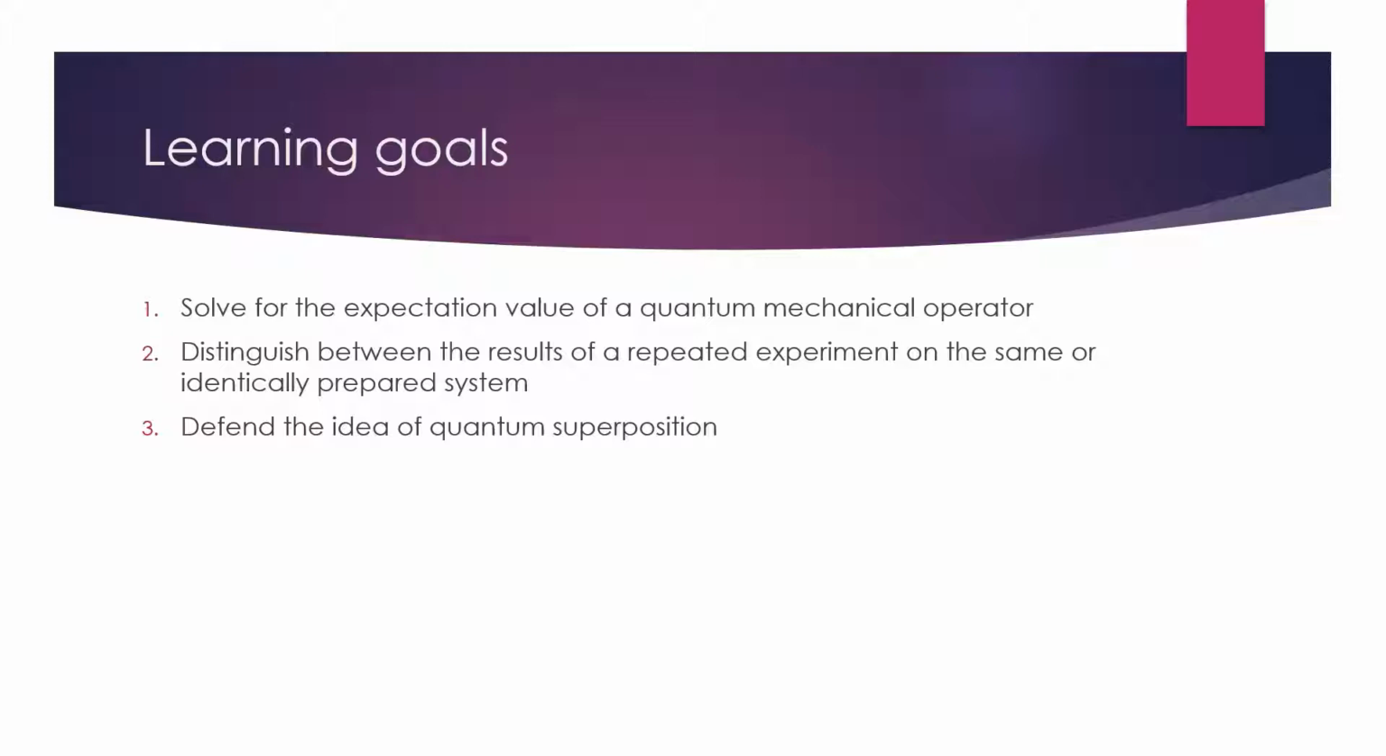And we also want to look at this idea that I mentioned in class before about quantum superposition. We're going to look at another experiment that shows this, and this kind of blends in with the second learning goal here. This is the explanation we have for why repeated experiments do the things that they do.